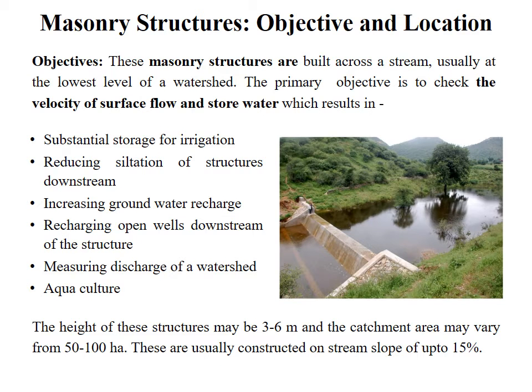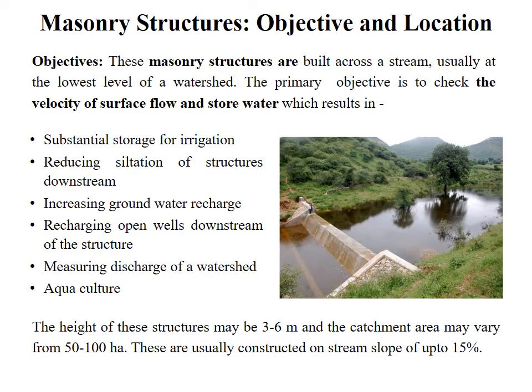The main objective of the masonry structures is to reduce the velocity of stream flow and to store water primarily for irrigation. In addition, these structures increase the groundwater recharge, thereby recharging open wells located downstream. These dams can also be useful for fisheries. The spillway of these structures can be very helpful in gauging discharge of the catchment area.